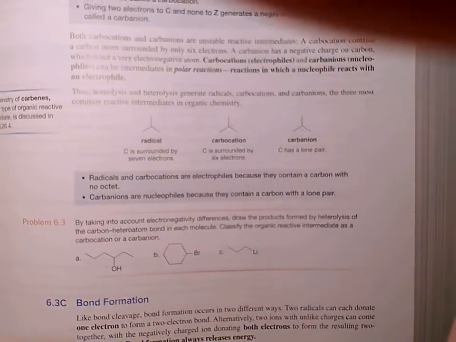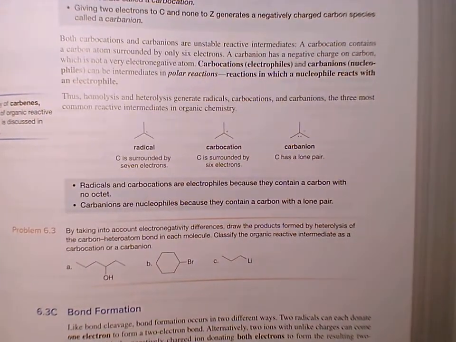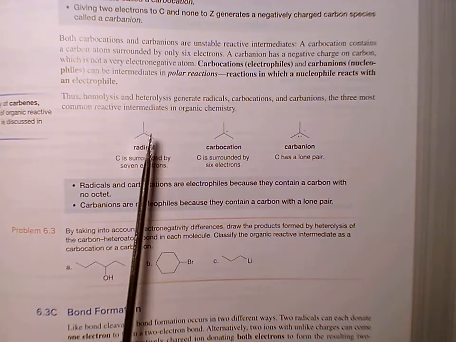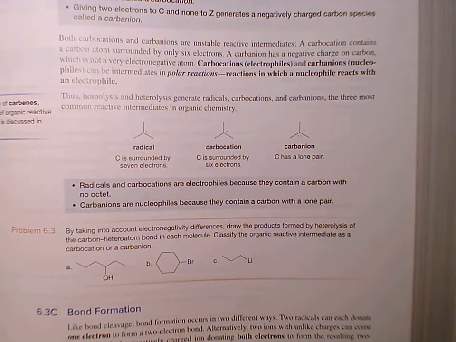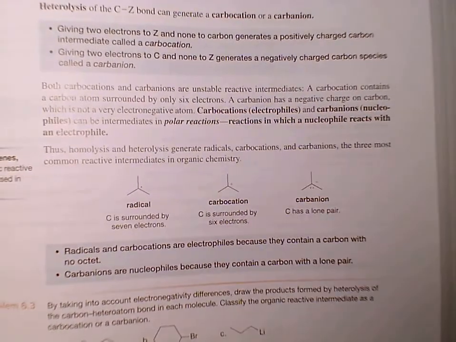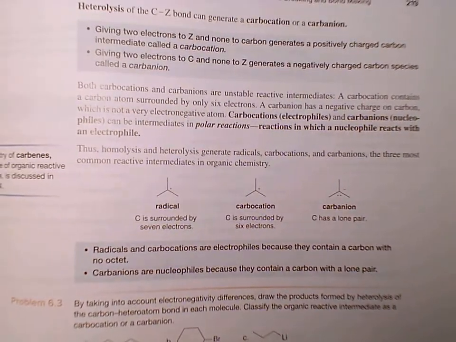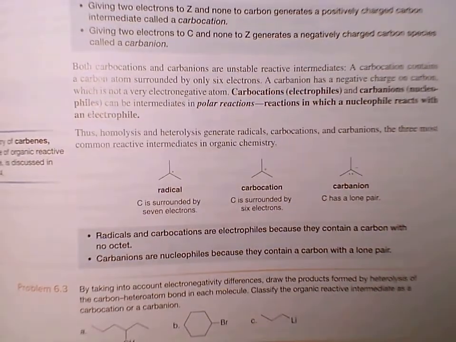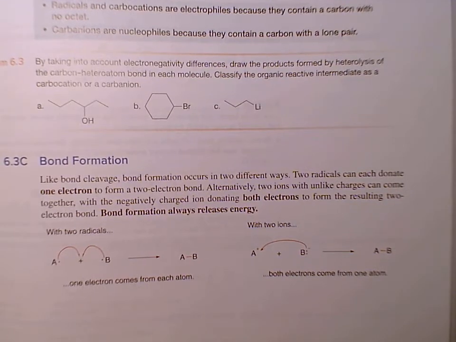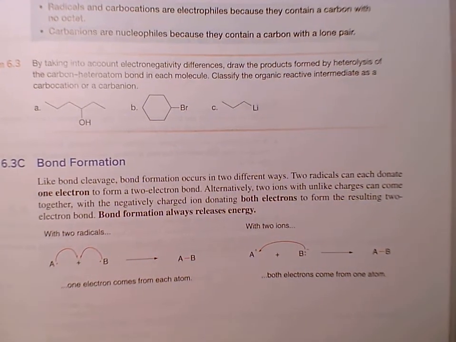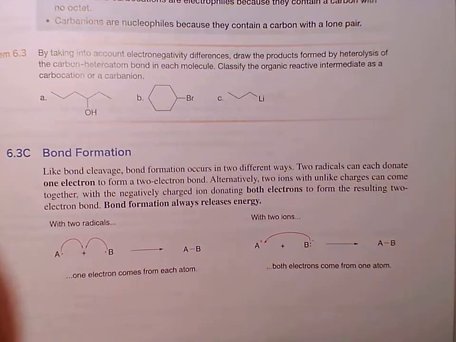And the next page in your book just has this nice little table showing radicals versus carbocation versus carbanion and what they look like. Where you've got the lone electron here, positive charge carbocation, negative charge with its two electrons, carbanion. So bond breaking always requires energy. It takes energy to break the bond. Bond making, bond formation, always releases energy. Bond formation is always exothermic.